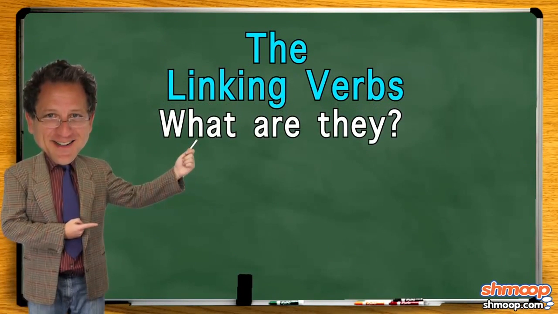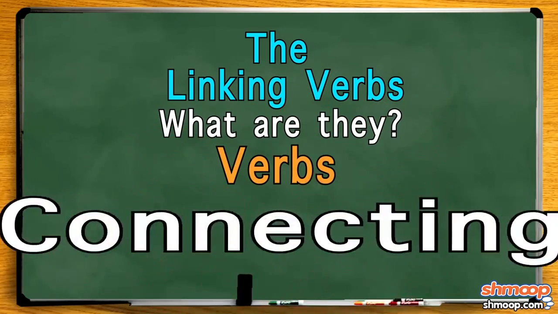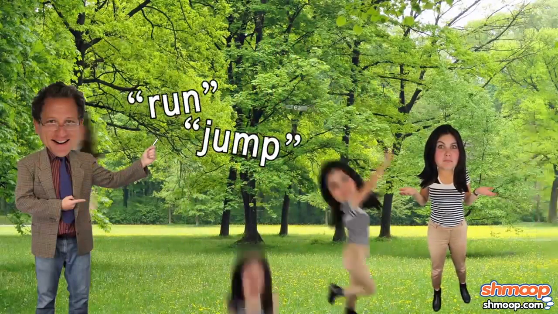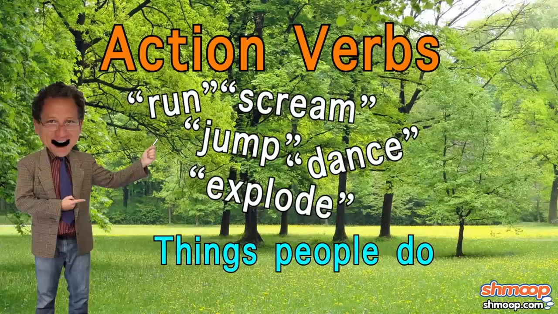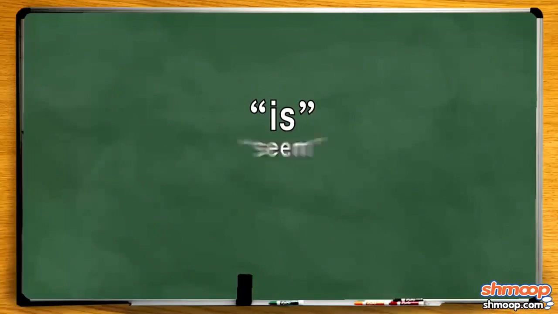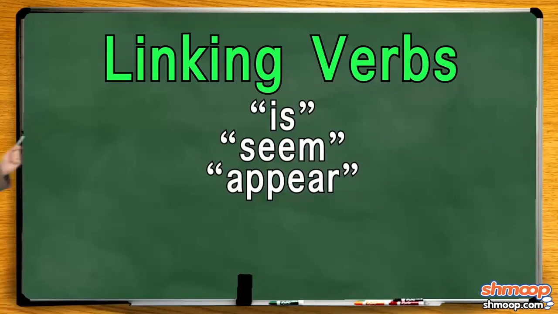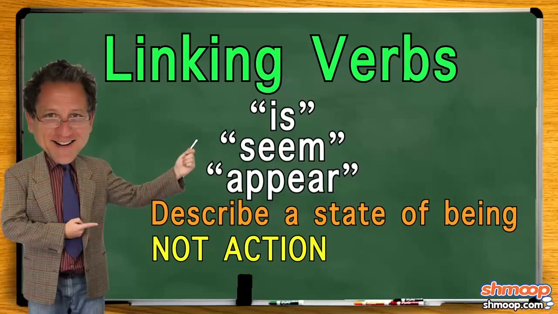Linking. What are they? Well, they're verbs that are less about action and more about connecting words together. For example, run, jump, scream, dance, and explode are action verbs. They are things people do, and largely in Bruce Willis movies. Is, seem, and appear, however, are linking verbs. They're more about describing a state of being than an action of doing something.